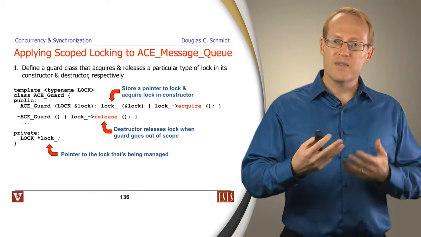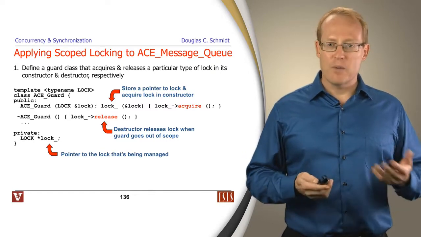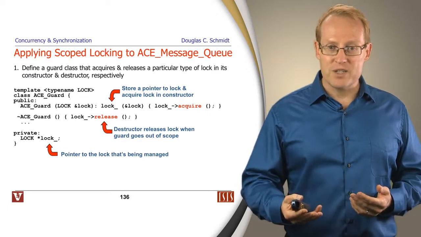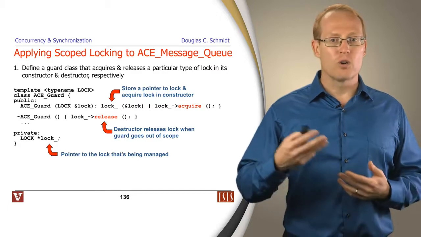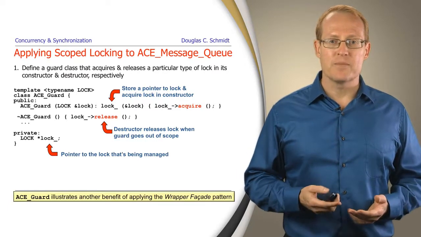So when we come in, the constructor acquires the lock, and the destructor releases the lock, thereby ensuring that we always are going to release the lock, whether or not we have an exception or a return or a goto or anything else that will allow that scope to be exited.